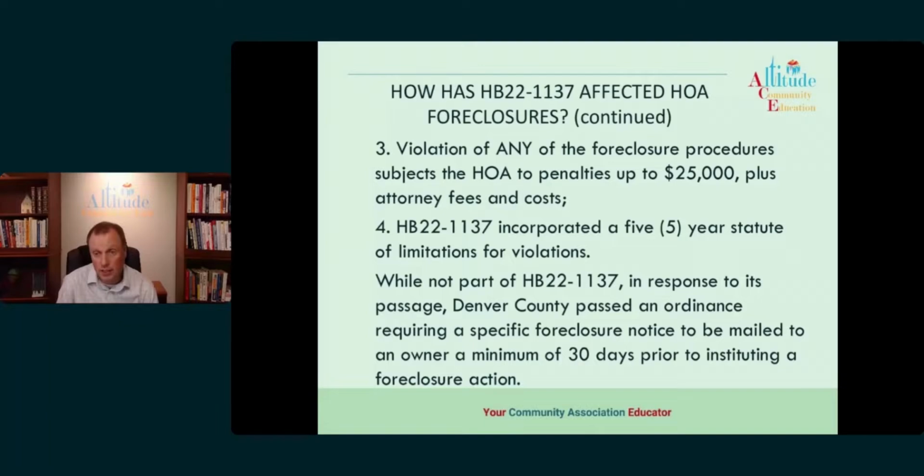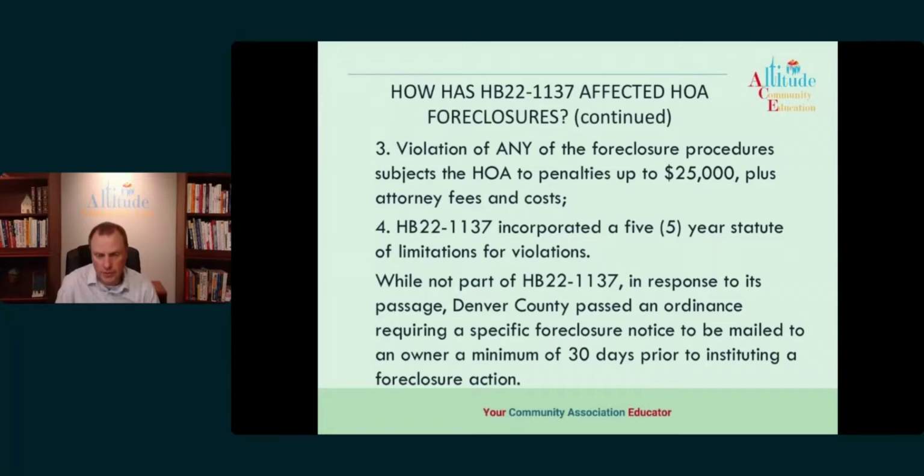Because obviously, no one wants $50,000 or so to be hit against the association. Associations don't have that. And that's on top of the fact that the association is still going to be owed money from the owner. So there are lots of concerns, which is why we want to make sure from the very beginning we're doing things as well as we can.